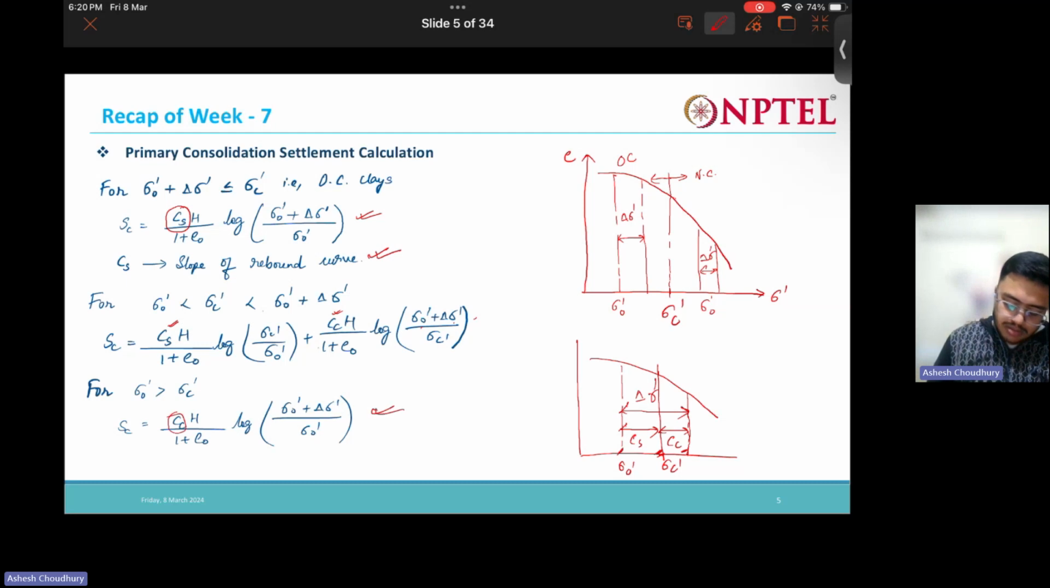So this is what we solved in the previous class. Okay, so we considered that the soil is normally consolidated, right? And then we solved this. All right, so this is what we did. That's why we use CC for all the settlement calculations in the previous class, because we considered that the soil is normally consolidated.